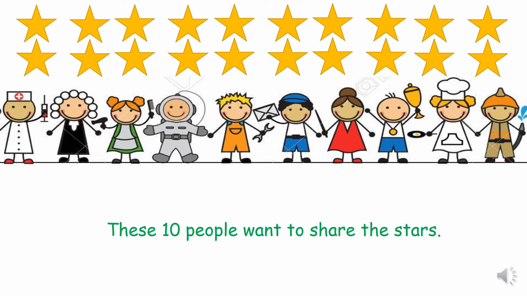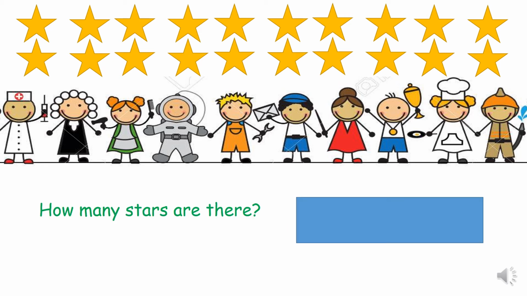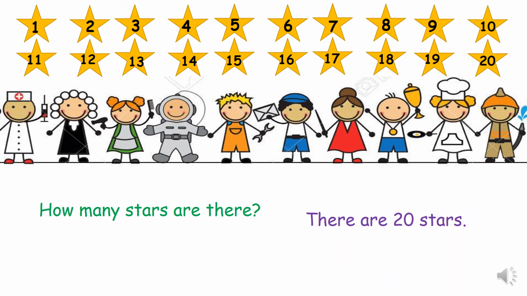Right, year 2, you should be sharing superstars by now, so you can help me with this next problem. Here I have 10 people, and they want to share out the stars. Before we can share out the stars, we need to work out how many stars there are in total. Let's count them. 1, 2, 3, 4, 5, 6, 7, 8, 9, 10, 11, 12, 13, 14, 15, 16, 17, 18, 19, 20. There are 20 stars in total. You might have been able to work that out because I organised the stars into a neat array.